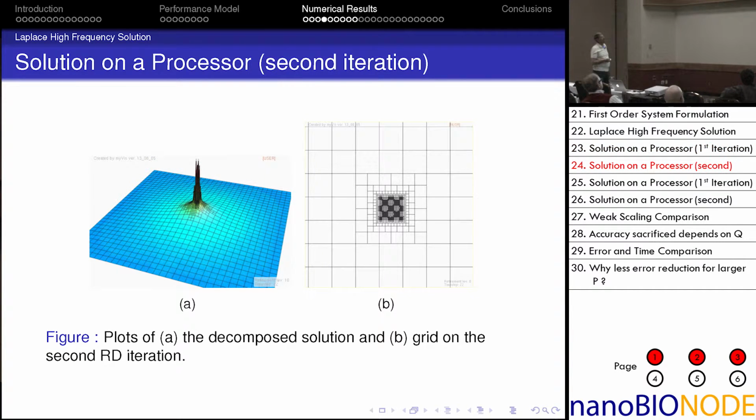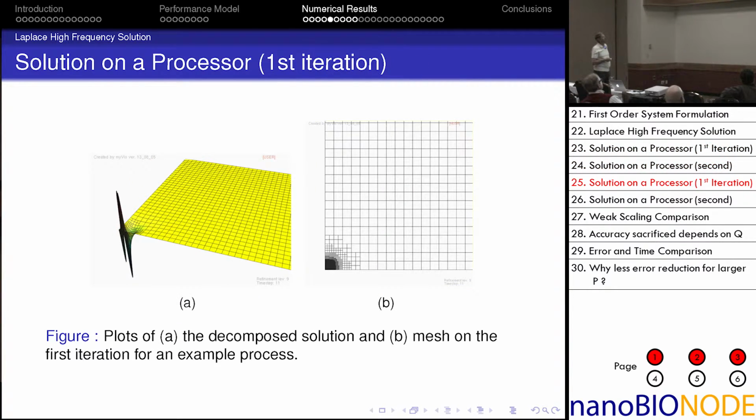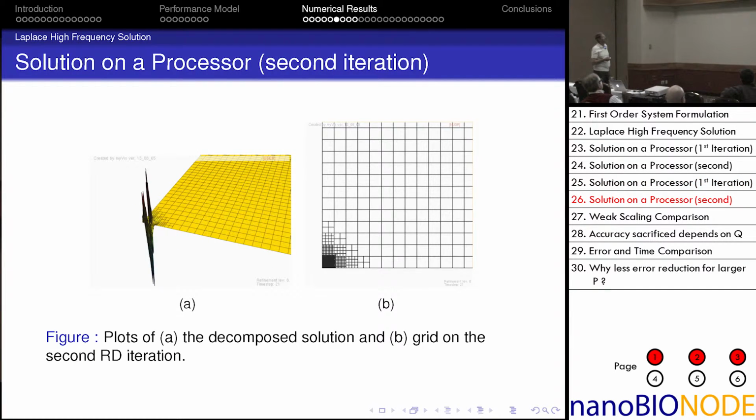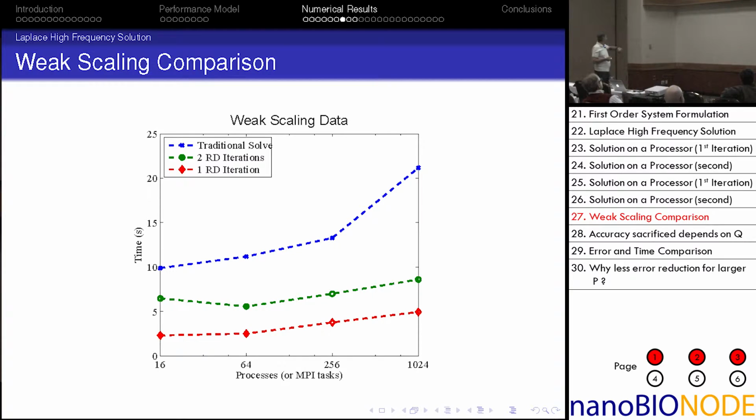Here's the second iteration. It's even more tight. Go to a corner. That's what it looks like in the corner in the first iteration. Second iteration. Here's some weak scaling.